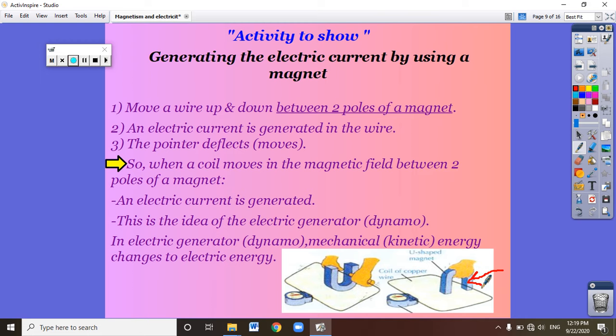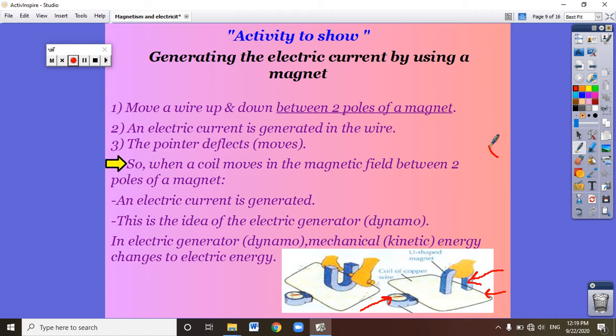Here in this experiment, we have a U-shaped magnet, a copper wire, and a device called a meter. What is the meaning of a meter? A meter is a device that allows us to know the intensity of the electric current. What is the meaning of the intensity of the electric current? The amount of the electric current. If the amount is very big, it will point to a big number. If the amount of the electric current is small, it will point to a small number.